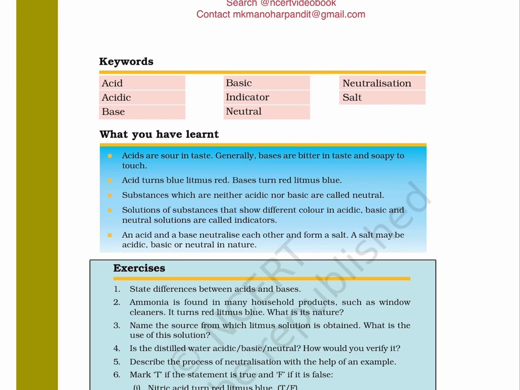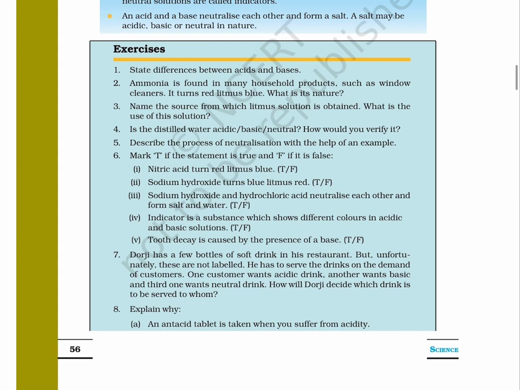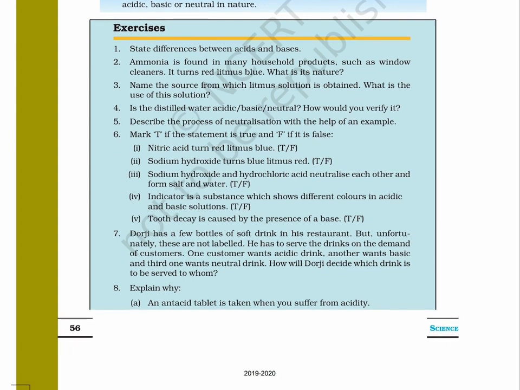Exercises. 1. State differences between acids and bases. 2. Ammonia is found in many household products, such as window cleaners. It turns red litmus blue. What is its nature? 3. Name the source from which litmus solution is obtained. What is the use of this solution?